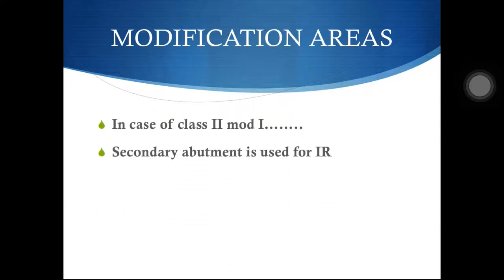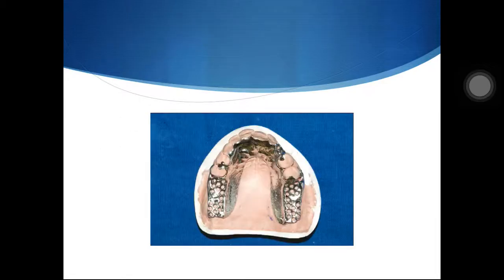Modification areas can sometimes also be present as indirect retainers, mostly in cases of class 2 modification 1, where the secondary abutment is used for indirect retention, like in this case in which this is class 2 free end saddle. No, it is class 1, sorry. Both are free end saddles, and in the modification area, this tooth is missing. So in provision of this area, this area will already act as an indirect retainer because it is away from the fulcrum line and it provides all the necessary requirements of the indirect retainers.